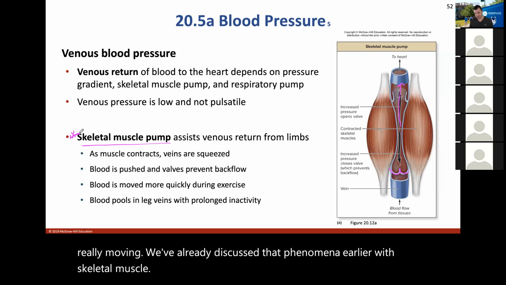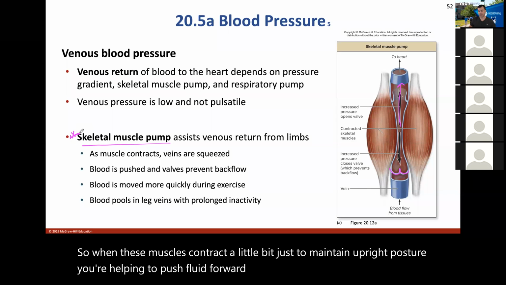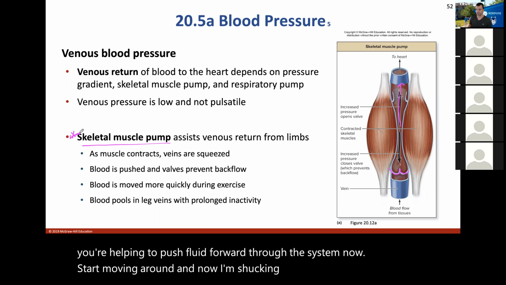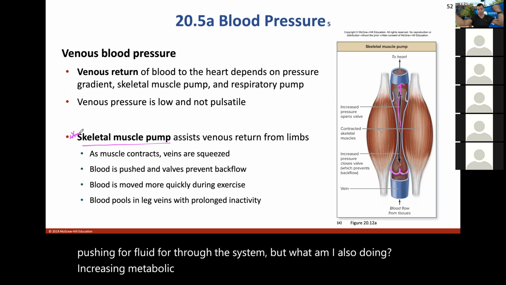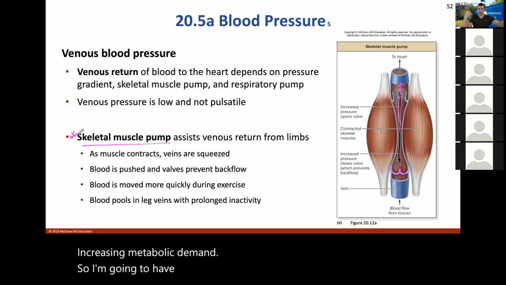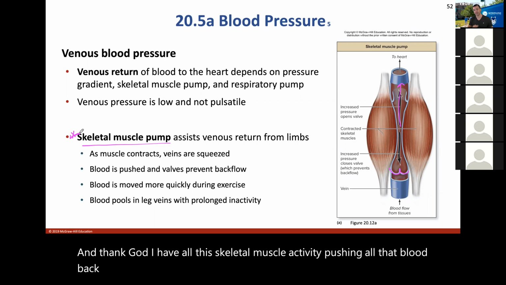So when these muscles contract a little bit just to maintain upright posture, you're helping to push fluid forward through the system. Now, start moving around and, now I'm shucking and jiving and now I'm really pushing fluid forward through the system. But what am I also doing? Increasing metabolic demand. So I'm going to have more blood being delivered to that muscle. And thank God I have all this skeletal muscle activity pushing all that blood back towards the heart so I can get it reoxygenated and get it out.